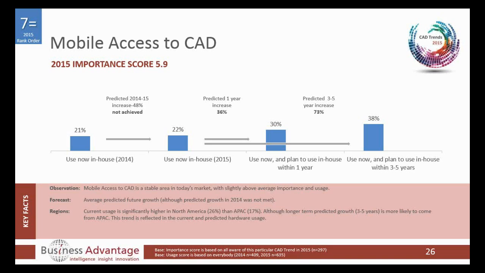Current usage is actually significantly higher in North America, about 26%, also than APAC, which was 17%. But in the long term, the predicted growth is more likely to come from APAC. The growth in the future of use of tablets is likely to be greatest in EMEA, and in particular in the AEC sector. An increased usage of desktop workstations is predicted in the APAC region and the Americas going forward, particularly as the new lower-cost workstations become available.